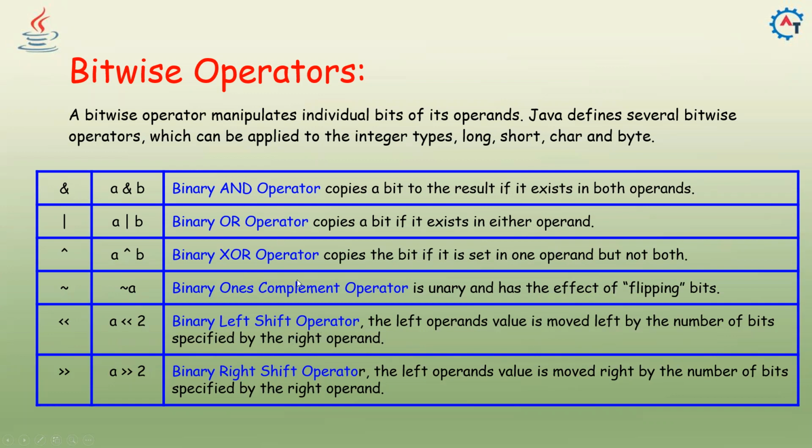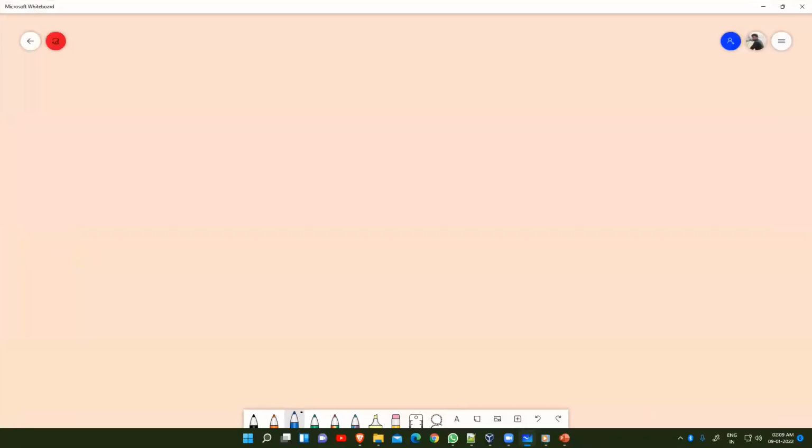Here it will not be very clear, but we need to take the binary values for each of these. So let me explain the same thing with some examples, then we'll write the program.